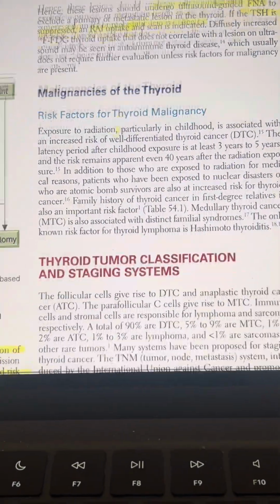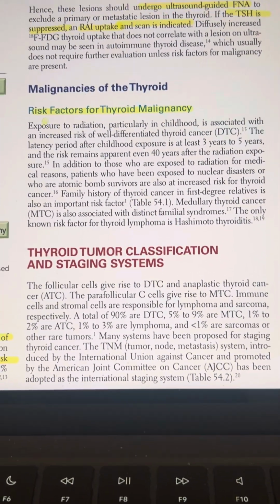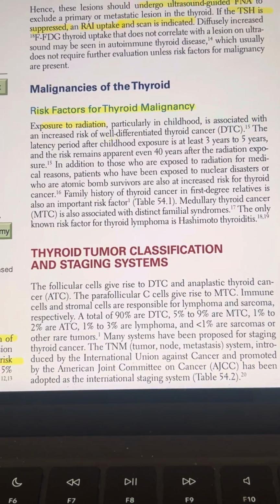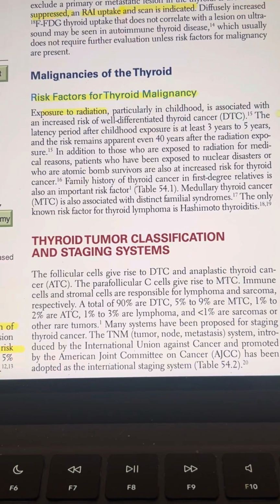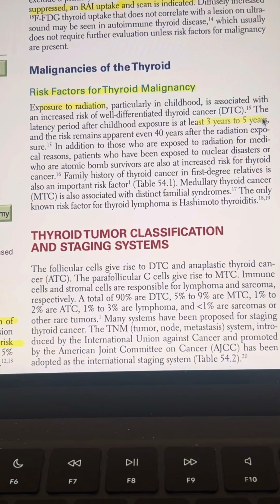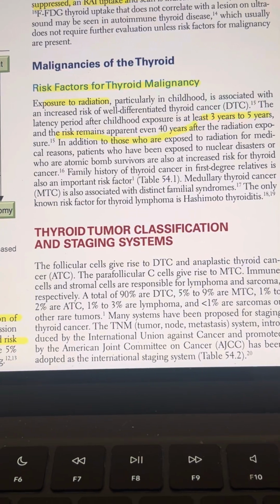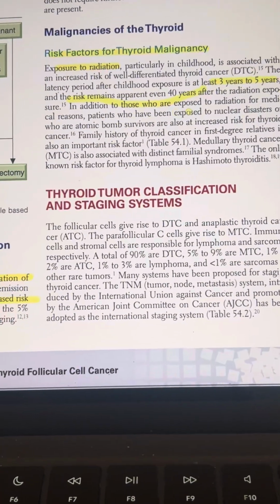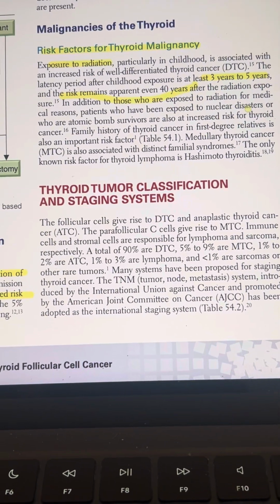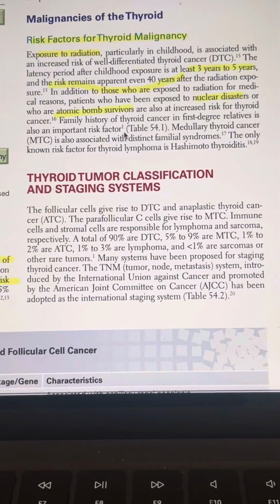Now, what are the risk factors for thyroid malignancy? First is exposure to radiation, particularly in childhood, which is associated with an increased risk of well differentiated thyroid cancer, and the latency period after childhood exposure is at least 3 to 5 years, and the risk remains apparent even after 40 years after radiation exposure. In addition to those exposed to radiation for medical reasons, those who have been exposed to nuclear disaster, or atomic bomb survivors, also have increased risk for thyroid cancer.